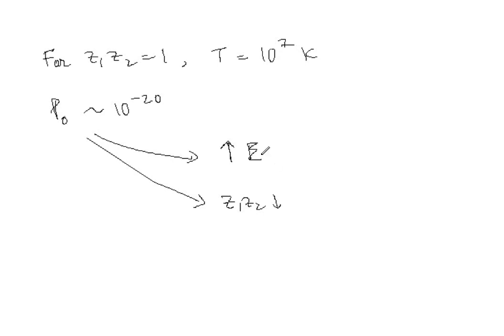For reactions of heavier particles which have large Z1 and Z2, the energy, or basically the temperature, needs to be very large so as to provide comparable penetration probability. And as a result of this, what we have is a well separated phase.